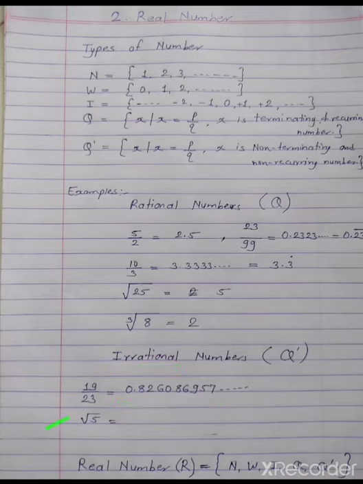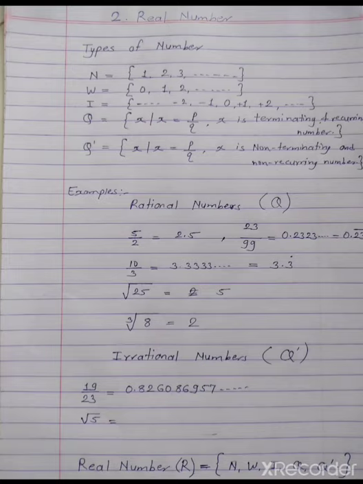See the next, root of 5. Here 5 is not the square of any number. So if you take its square root, we will get the answer in this pattern. We will solve it in our next video. So such numbers are called, some are terminating, some are non-terminating but in recurring form, and some are non-terminating and non-recurring also. So these are the examples of rational and irrational numbers.